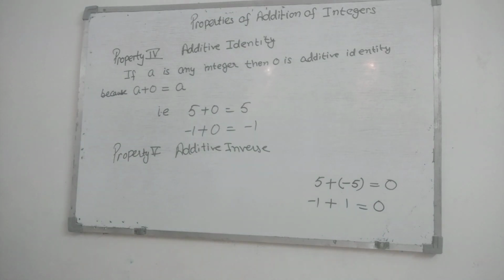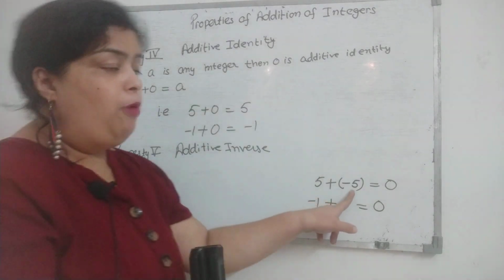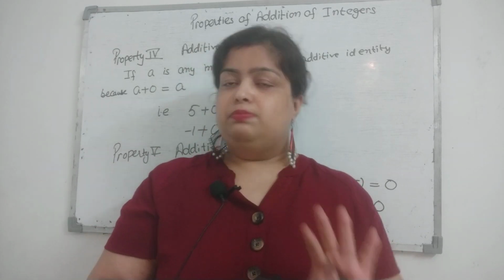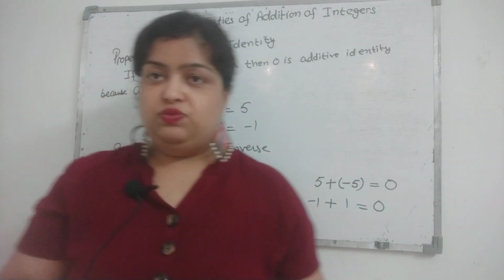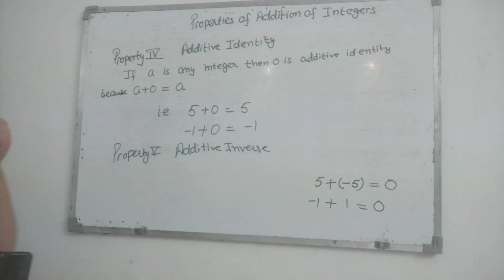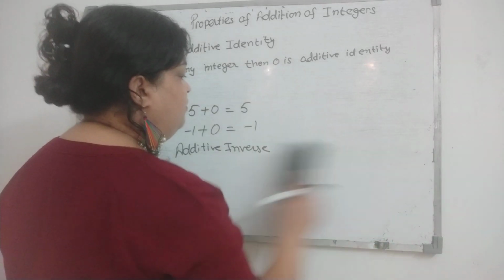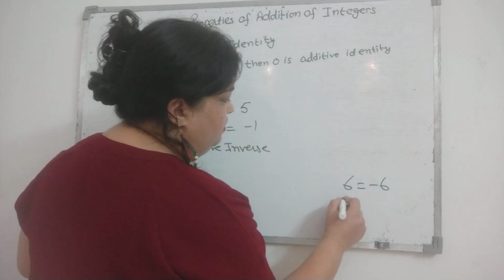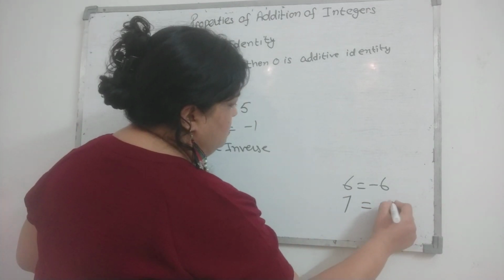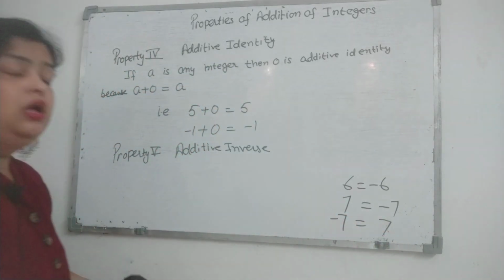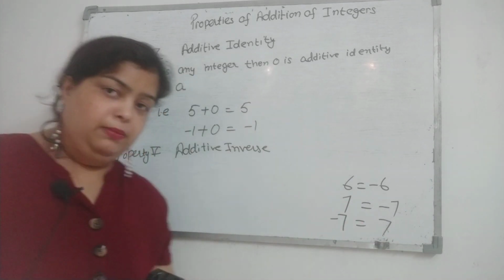Same as what I have written on the board, the number and its opposite. Opposite means if the number is positive 5, then its opposite is minus 5. But if the number is minus 1, its opposite is 1. The additive inverse. If I ask you the additive inverse of 6, you will tell me minus 6. If I ask the additive inverse of 7, you will tell me minus 7. If I ask the additive inverse of minus 7, you will tell me 7. The opposite of this number.